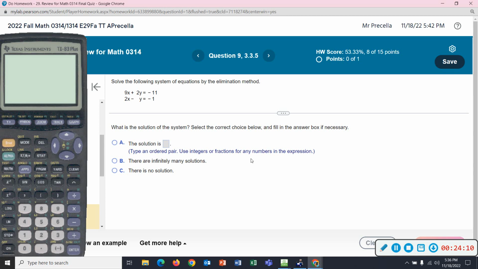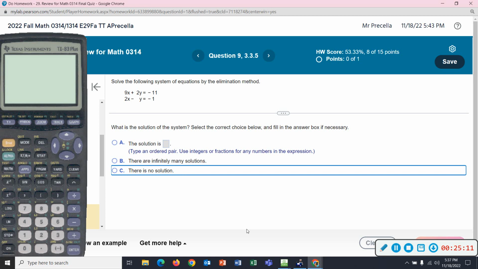Solve the following system of equations using the elimination method. Okay, let me write this down. It says use elimination, but I suppose if you wanted to use substitution, you could do that too. 9x plus 2y equals negative 11, and 2x minus y equals negative 1. If everything subtracts out along the way, and we just have a number equal itself, like 0 equals 0, then there's infinitely many solutions. If everything subtracts out and we just have two different numbers equal to each other, like 0 equals 5, then there's no solution.